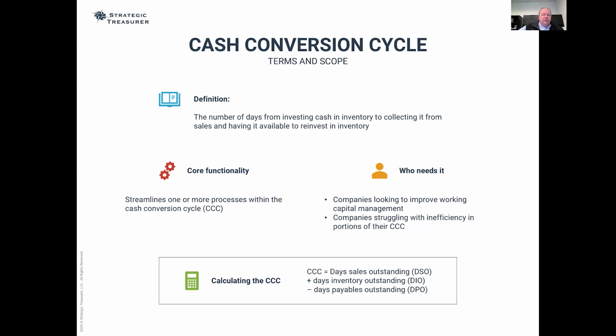So what's the core functionality? Any system that we're talking about streamlines one or more processes within the cash conversion cycle. Could be billing, could be digital lockbox, could be any form of payments. Who needs it? Companies that look to optimize or improve their working capital management, and certainly companies that are struggling with inefficiency in some portion or most of their cash conversion cycle. So that's almost everybody.